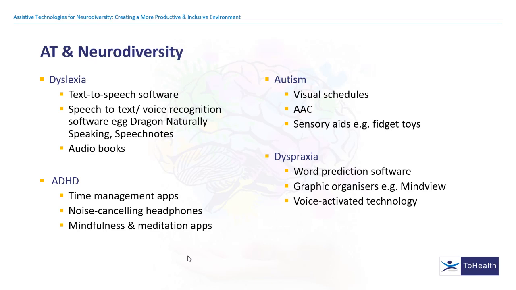Another technology you can consider is voice activated technology. Devices such as smart speakers or voice assistants can be helpful for individuals with dyspraxia who struggle with physical tasks such as turning on lights or adjusting thermostats. These are just a few examples of the many assistive technologies available for neurodiverse individuals.